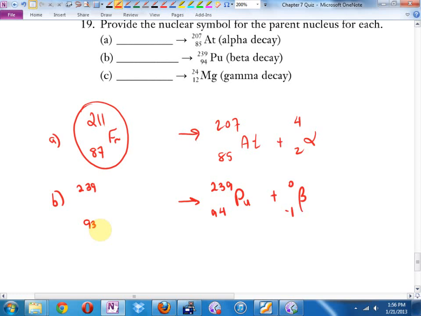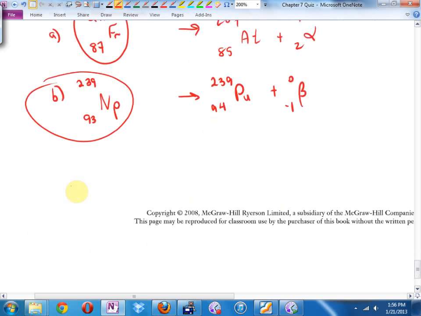What did we start out with? Element number 93, which is neptunium. Named after the planet Neptune. C.